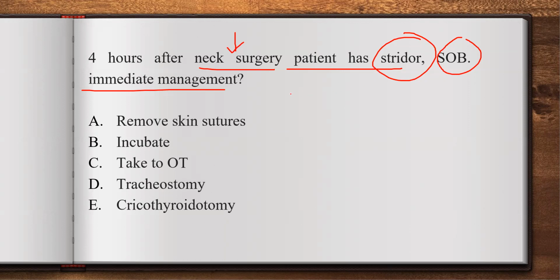Wound hematoma. So most likely it's a wound hematoma. So most likely this patient is bleeding inside. And because it's in the neck, it can compress the trachea. And that's why the patient has stridor and shortness of breath. Someone having a stridor means that this patient needs immediate management.